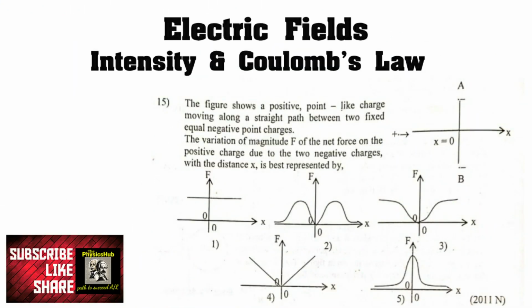Number 5. The figure shows the positive point charge moving along a straight path between two fixed equal negative point charges. The variation of magnitude F of the force on positive charge due to the two negative charges with the distance is best represented by, charges are moving along the path given in the figure.